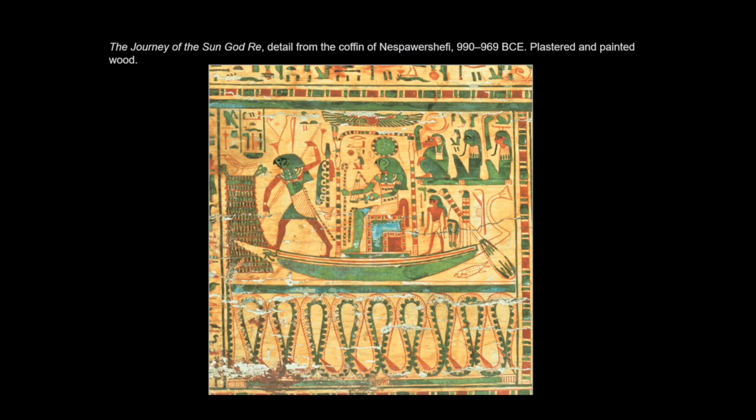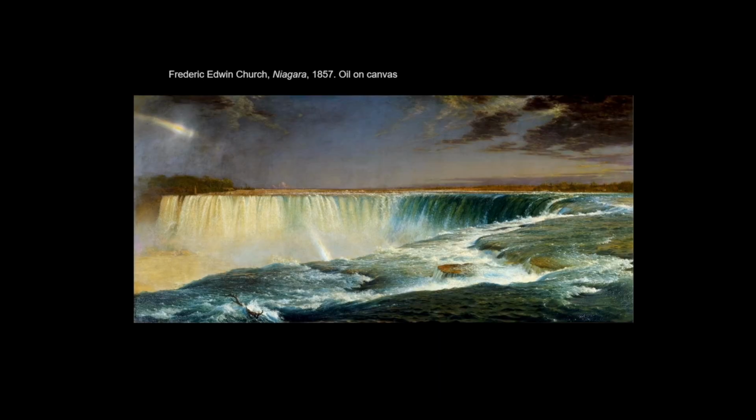This shows the importance of the Nile to them. And religion, most art in ancient Egypt was somehow religious based. There was a great significance with water, and artists would be commissioned to create these religious pieces on coffins or tombs. This second piece by Frederick Edwin Church also deals with water.